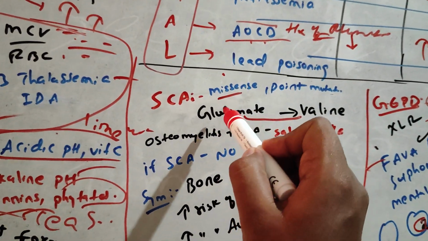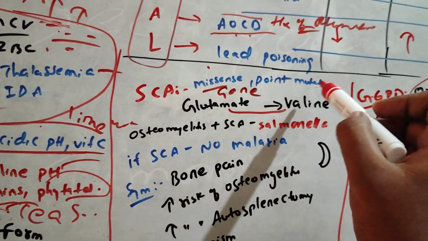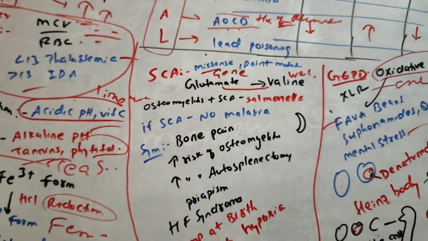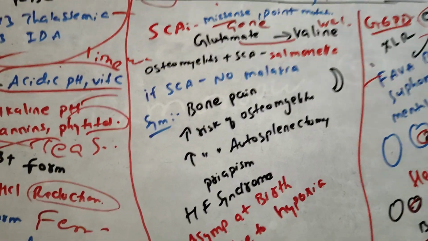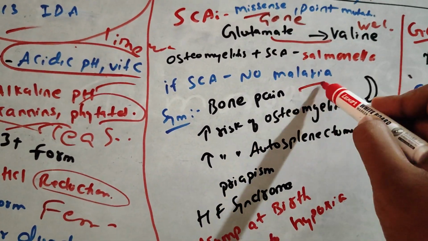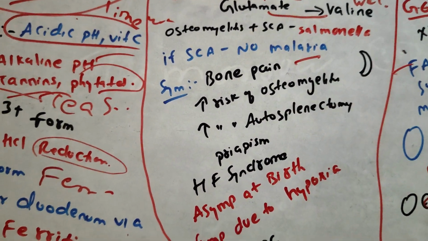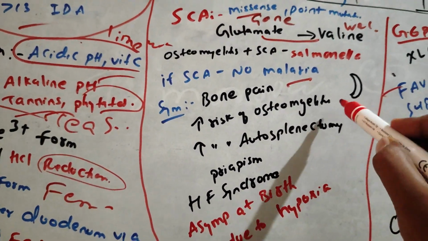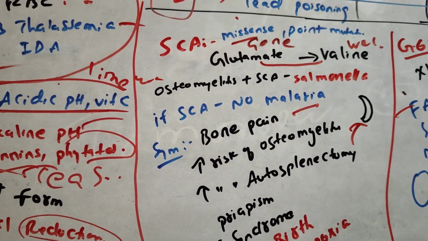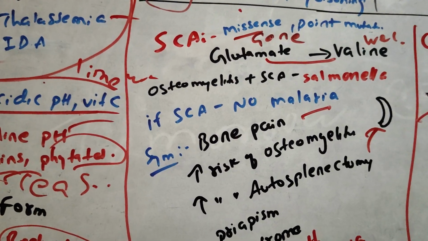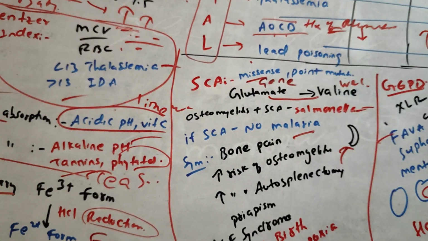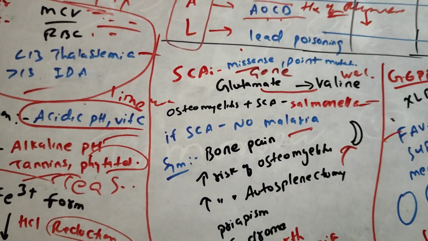See, glutamate gone, valine welcome. What are the symptoms? Bone pain. SCA increases the chances of osteomyelitis. Actually, osteomyelitis is usually caused by Staph aureus.